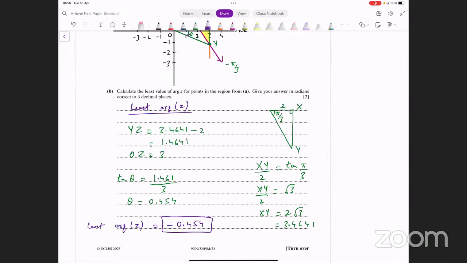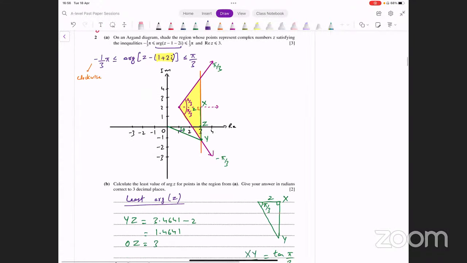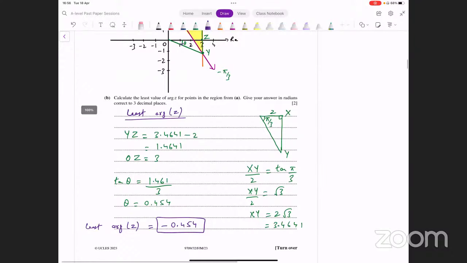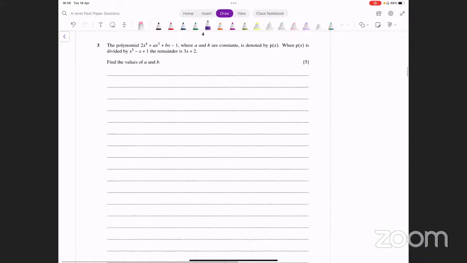Okay, that's a bit harsh for 2 marks, but I hope you've gotten used to it by now. In Paper 3 it happens like this sometimes. You have to do a lot of working for only a few marks. So this is one of those questions. Part 2 of this, you had to find this least argument. It turns out to be minus 0.454. All right, let's move on. That was question number 2.